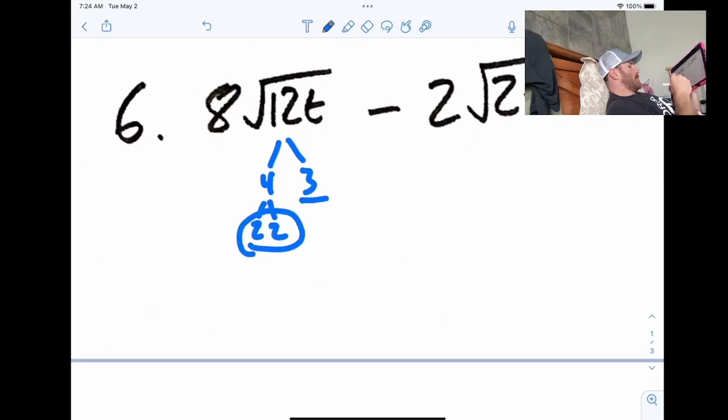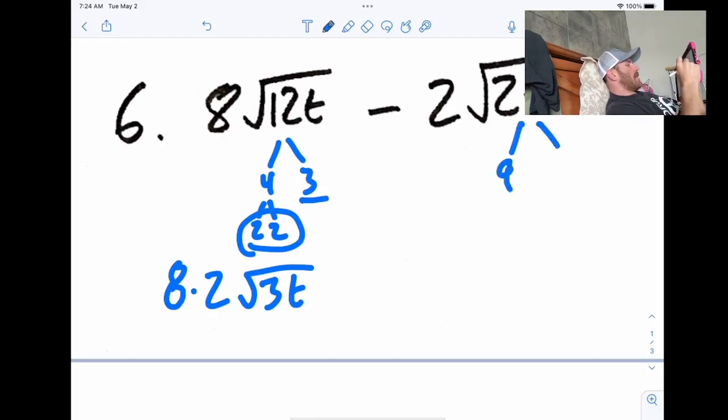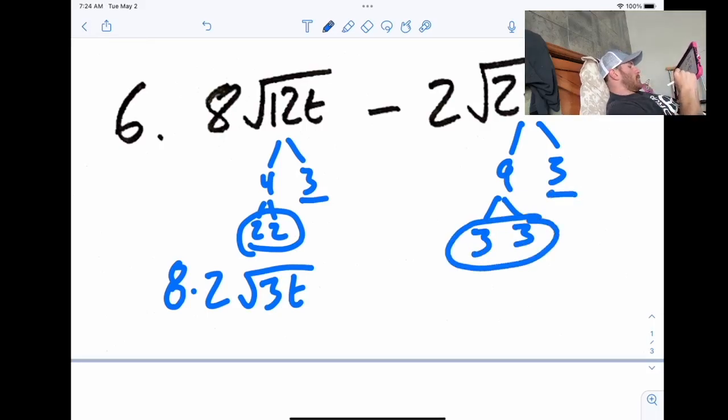Single 3, two 2's. We end up with 8 times 2 times the square root of 3t. All right, I'm not gonna do a factor tree for t because there's no exponent on it. There's nothing there. So there's just one of them. It's a single, so it'll stay inside. Okay, so let's see if we can get 3t for 27t. It'll be 9 and 3, which also comes out to 3 and 3. 3 times 3 is 9, so we've got a pair of 3's and a single 3. So we come out with 2 times 3 on the outside, and then 3t on the inside.